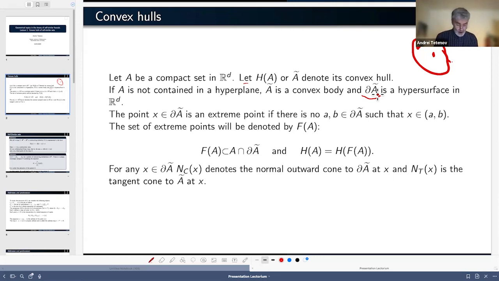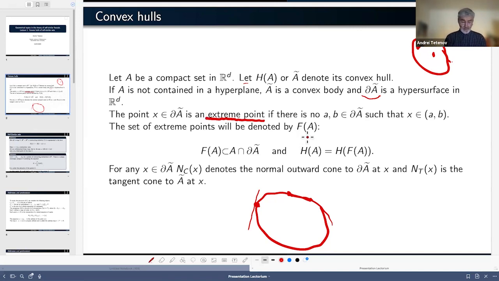So when we consider convex sets, we can consider two types of points on the boundary. The first type is the points which are contained in some interval, some segment lying in the set A. The second type are points which do not belong to the interior of any interval belonging to A. These points are called extreme points of the set A. We'll denote the set of extreme points by ext(A).